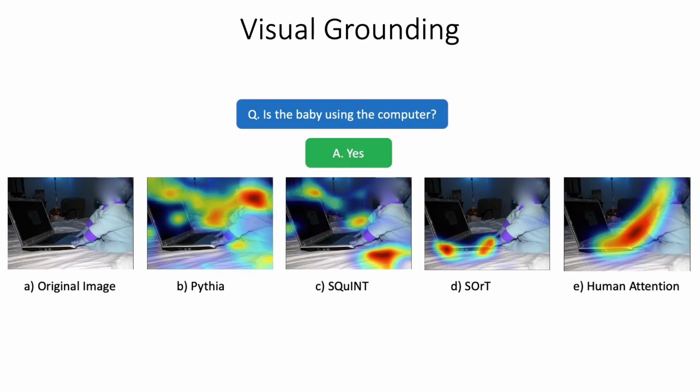As a qualitative example of this, for this image and the question, is the baby using the computer? Our approach is the only one which focuses on the appropriate visual concept of the baby's hands operating the computer, which is required to answer this question.